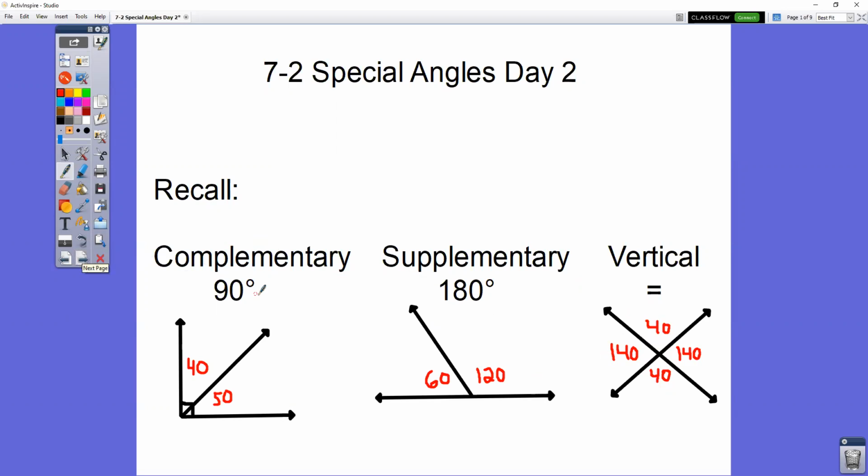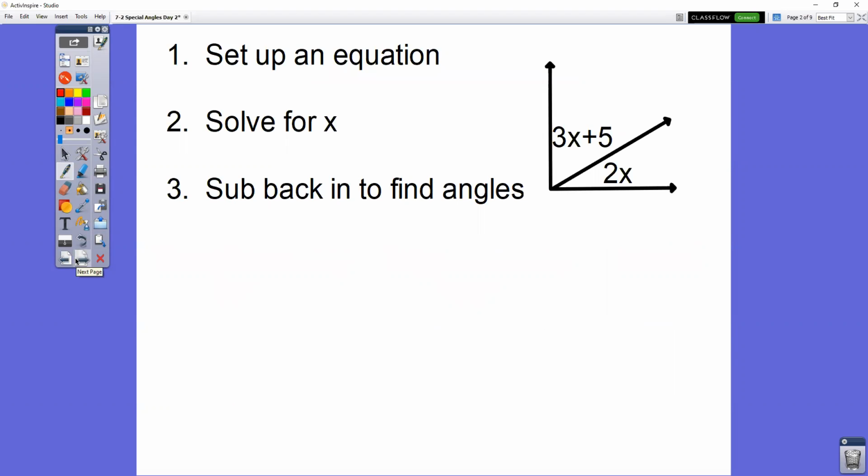So keeping those things in mind, moving on to today's lesson, what you're going to have to do in every single problem is set up an equation, either set it equal to 90, set it equal to 180, or set it equal to each other. And then you're going to solve for x. So you're going to get an answer like x equals 20. That's not what the angles are, because then you need to sub that x back in to your picture and find the missing angles. So let's take a look at this first one.